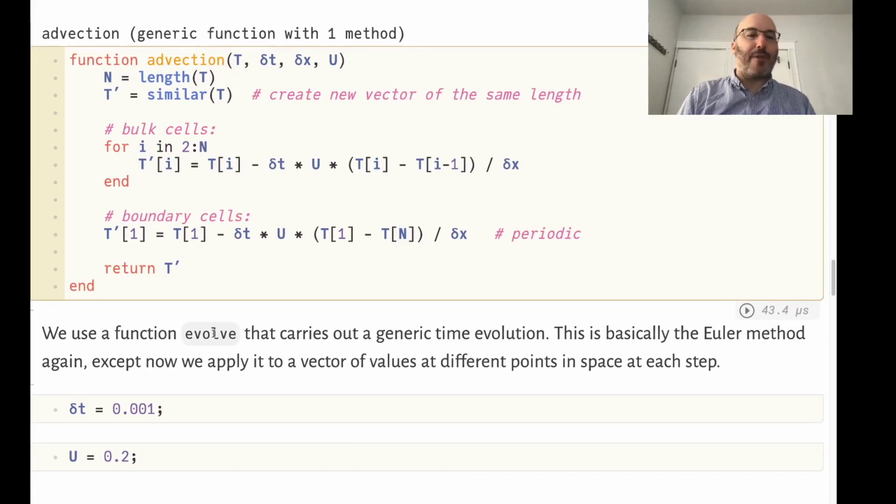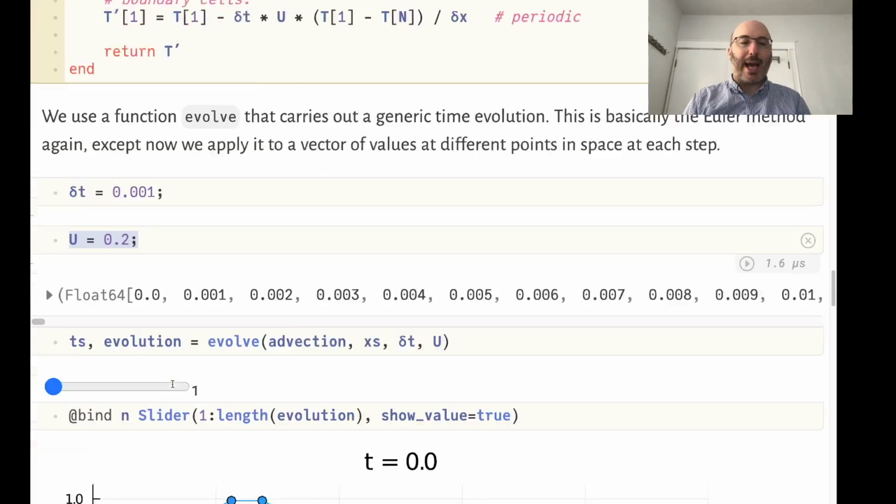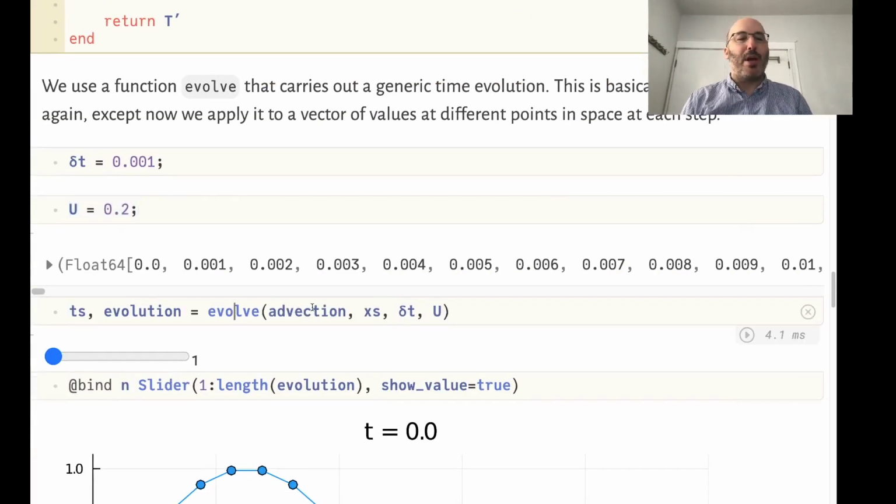We've also written a function evolve that just carries out a generic time evolution, where you tell it which function you want to iterate, and it iterates it for a certain length of time. As I said, this is basically the Euler method now applied to this vector of values all at once to give us the new vector of values t_{n+1} at the next time step. So let's fix the time step delta t and the speed u and evolve our system from this initial condition that we started with using advection, using those parameters.